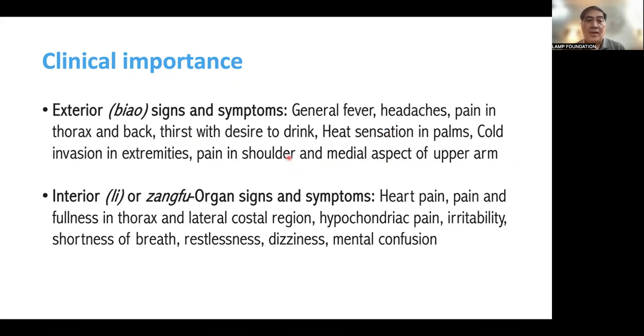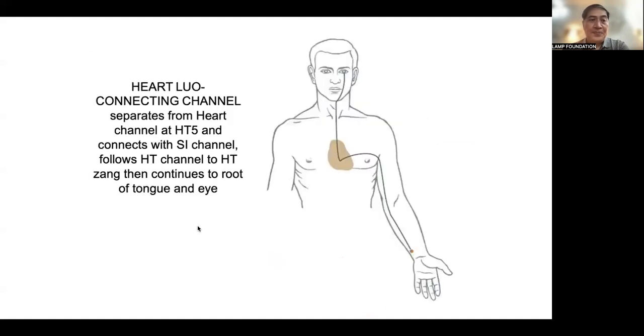And also, if interior, that means the Zangfu organ is affected. So you'll have heart pain, pain and fullness in the thorax and the lateral costal region. There will also be hypochondriac pain. Remember, it has a connection with the lungs and kidneys. Irritability, shortness of breath, restlessness, dizziness, and mental confusion.